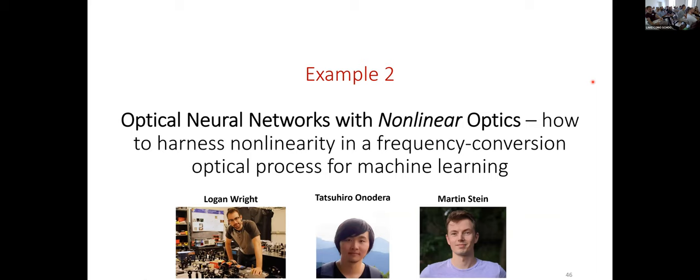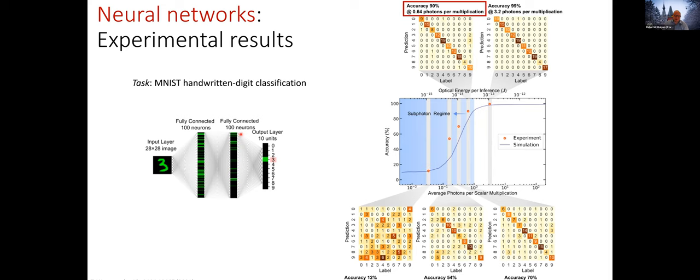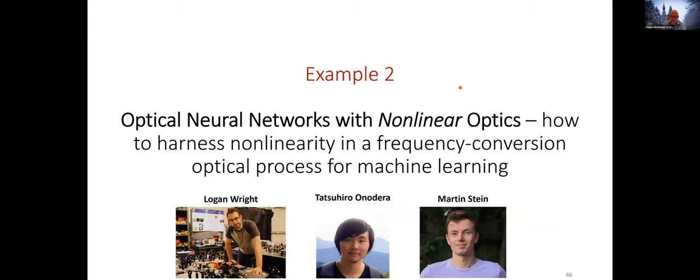So I'm now going to go on to describe what we can do with nonlinear optics. I described that in this case, we were doing the nonlinear operation of the neural network in electronics, and you need nonlinearity in neural networks to give them depth, and you need depth to get them to perform well. So in this example, I'm going to tell you how we use nonlinear optics to achieve the nonlinearity so that we didn't need to invoke a laptop. And we're going to be using a frequency conversion process, but we're going to do this in a pretty different way than the previous example.